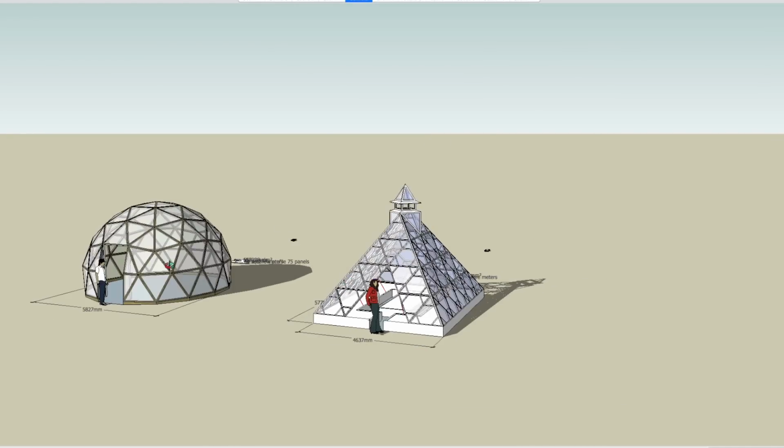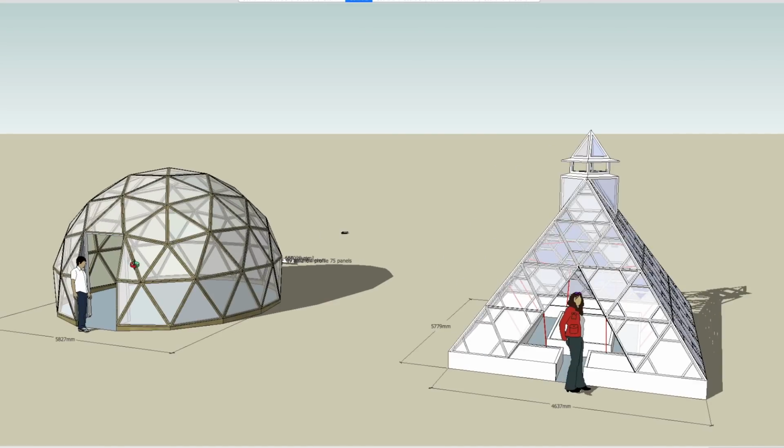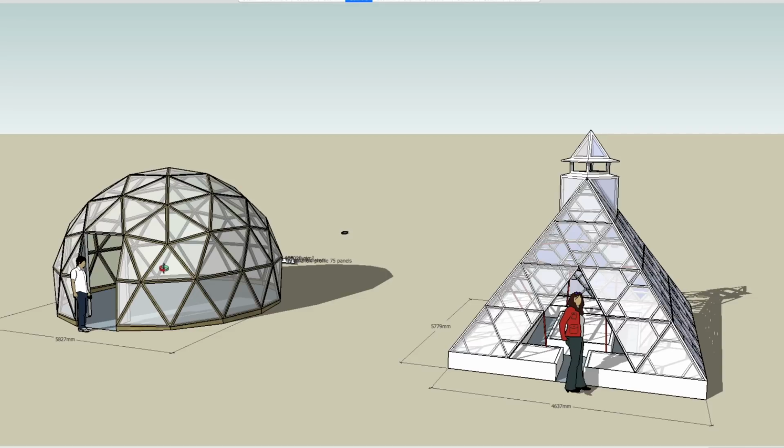Whereas with the dome, you can't add on to it. You'd have to either build another dome beside it, and then join it somehow, and you can't turn it into anything else. This one, the pyramid, you can turn into other things. You could turn it into cloches, you can extend it, things like that.